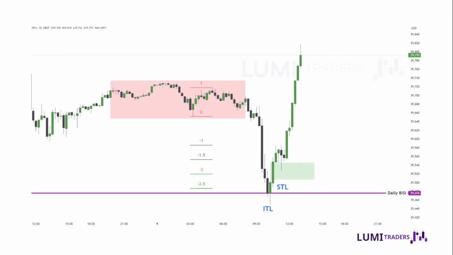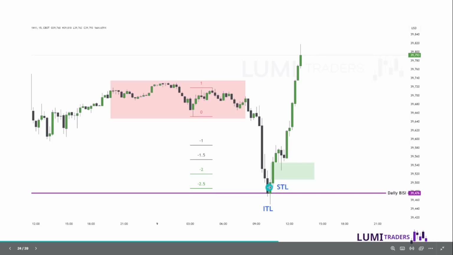So here's an example on YM. We can see we got accumulation, obvious invisible leg right here. I want to project my move down, range between 2 and 2.5, usually possible end of manipulation move. We also see that YM entered a daily bullish fair value gap. Here we can see what? Intermediate-term low, short-term low.